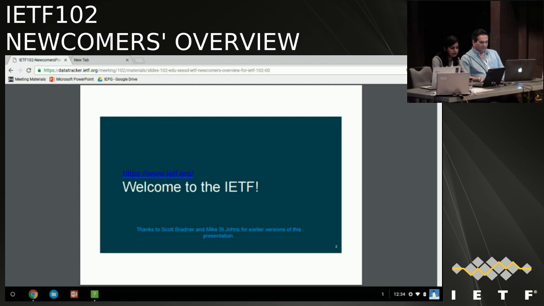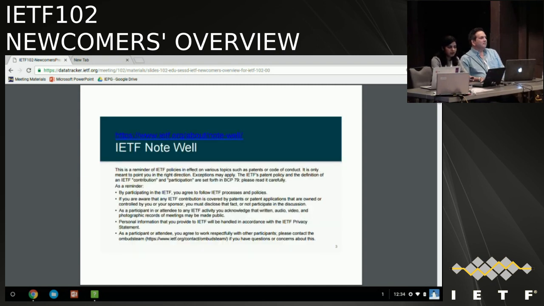Okay, so let's see what's there. Guys, familiarize yourself well with this slide, because this is the one that you're going to see at the beginning of every working group session. As it says, it's an IETF Note Well slide, so you better note it well. This basically reminds you that as an IETF participant, you are expected to follow certain policies that are in effect on various topics, covering patents and code of conduct processes.